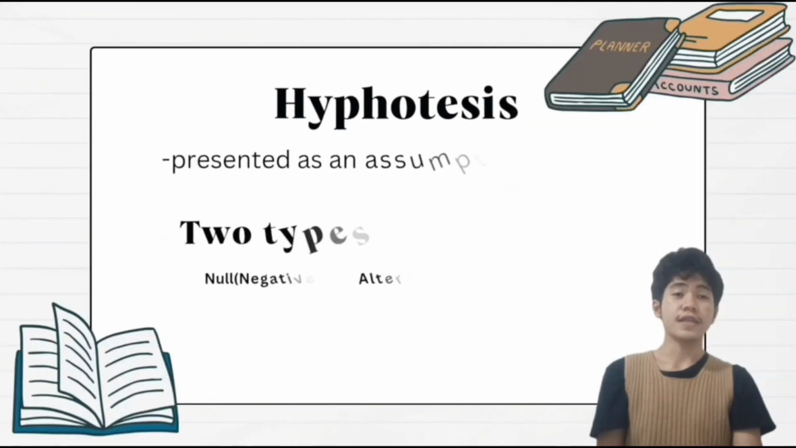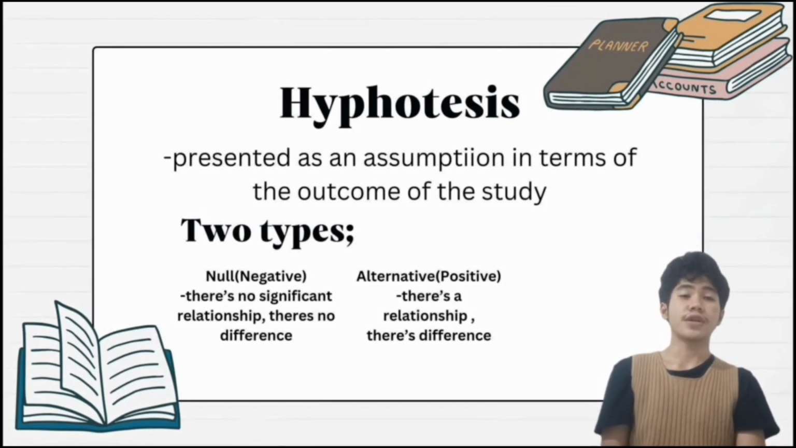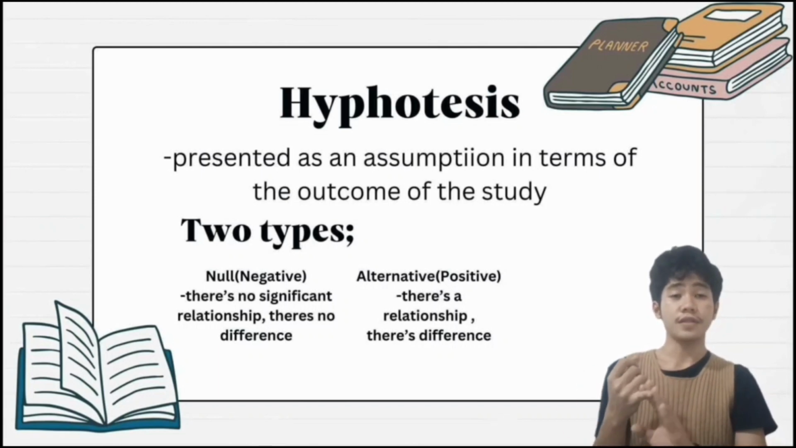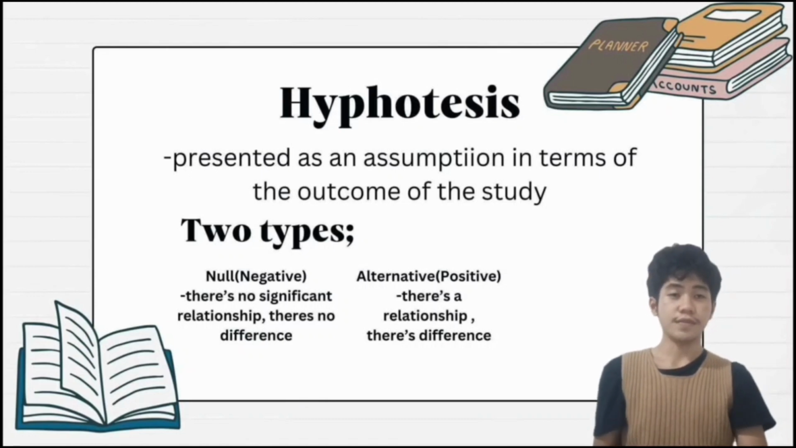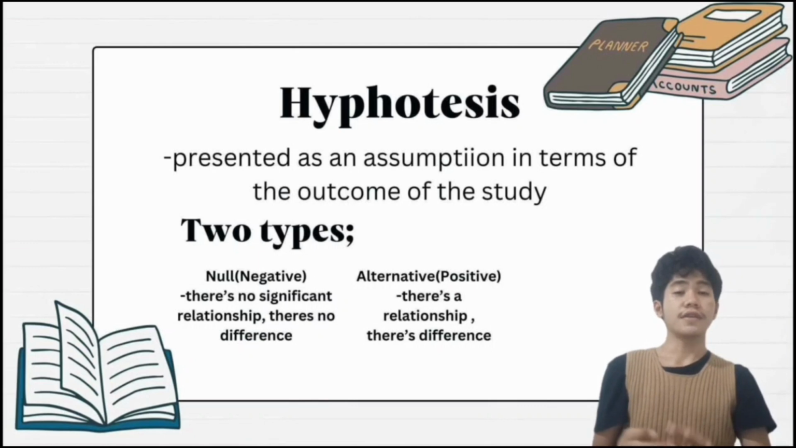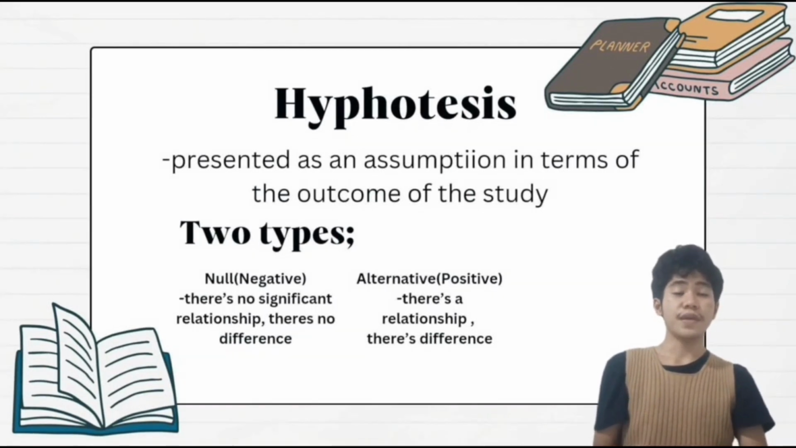This hypothesis is a presented assumption in terms of the outcome of the study. There are two major hypotheses. First was the null hypothesis, which is negative, which indicates that there is no significant relationship. Next is the alternative. Alternative is positive. It indicates that there's a significant relationship. In terms of the statistical treatment, hypothesis was tested. For example of the hypothesis, if the researcher used null hypothesis, it needed to be correlated with the data using the statistical method like SPSS.